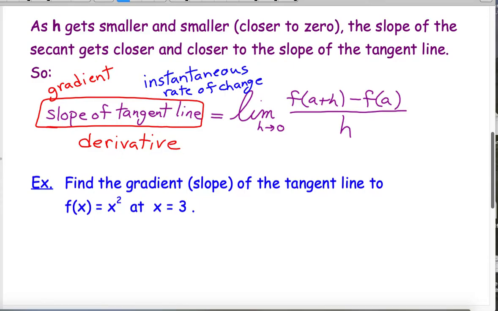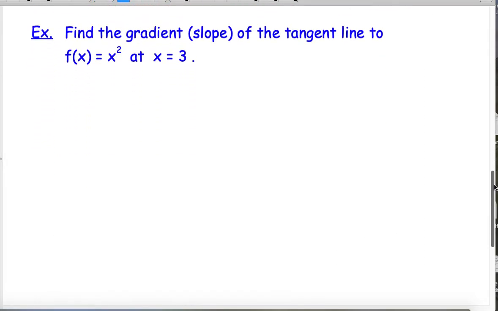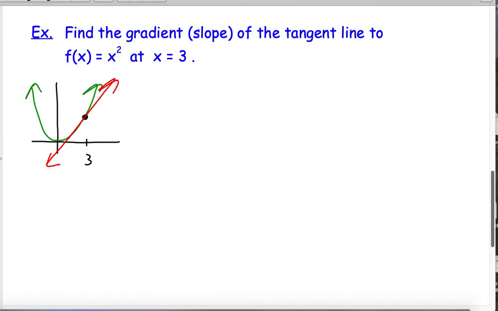Let's find the gradient or the slope of the tangent line to this function, a nice parabola, at x equals 3. So remember, the idea here, we have y equals x squared, looks something like this, and then at x equals 3, we want to find the slope of the tangent line. So we're going to pick a second point that's close to here and calculate that slope, and that point will be 3 plus h.